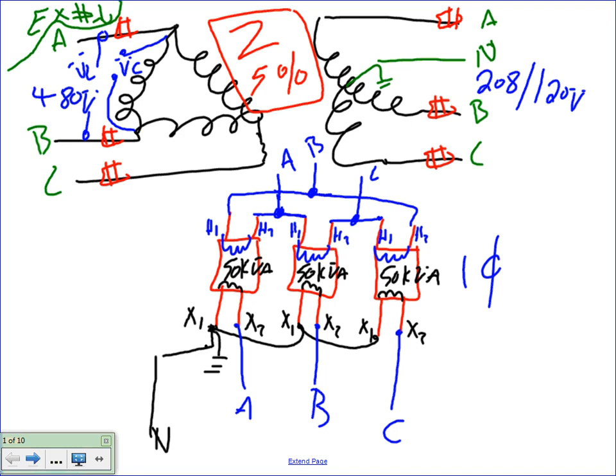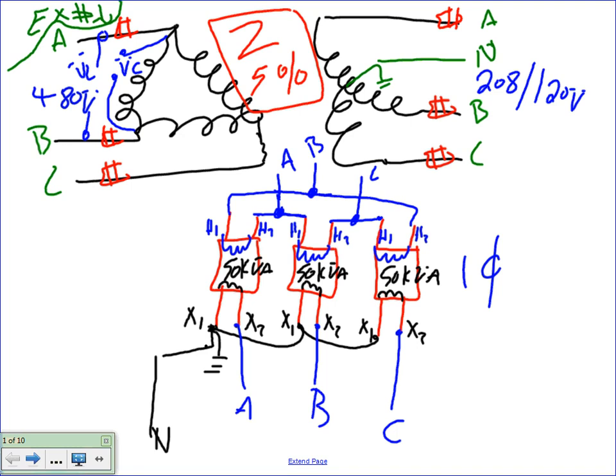So the first example, we're doing them delta on the primary, Y on the secondary. To make a Y, you take all the ones, tie all the ones together, and tie them to Mother Earth. You have to ground the neutral. Always, the neutral is always grounded. So we grounded the neutral, and we pulled my neutral.